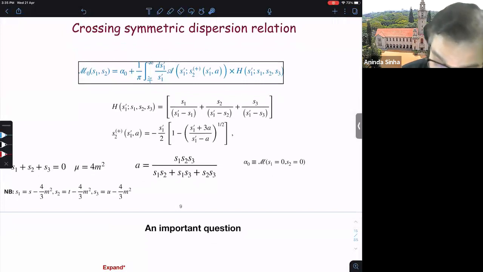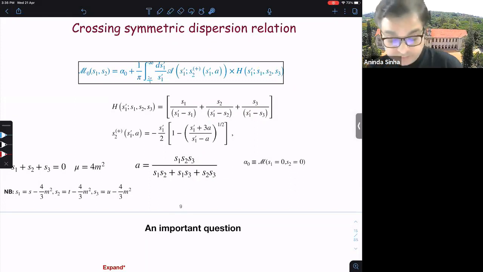So why are we saying that this is crossing symmetric? Crossing symmetric means that if I look at the formula, I should immediately be able to see cyclic symmetry in permuting S, T and U, or S1, S2, S3. Here is the kernel. The kernel is obviously crossing symmetric because if I cyclically permute S1, S2, S3, it is invariant. The only other place where S1, S2, S3 enters, and it's a very important place, is through the A dependence of this S2 plus. A was the ratio of the cubic to the quadratic invariant, which is manifestly crossing symmetric. So the entire representation is manifestly crossing symmetric in S1, S2, S3.